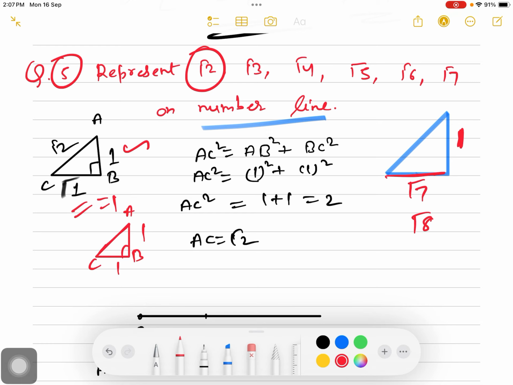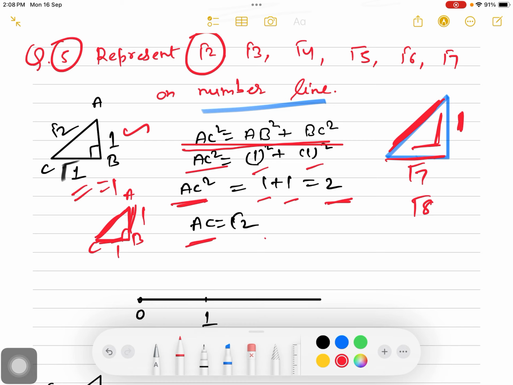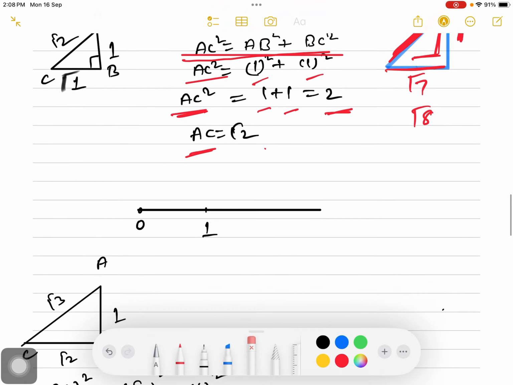Now apply the Pythagoras property here. According to the Pythagoras property, AC square will be equal to AB square plus BC square. So AC square equals AB square plus BC square. AB value is 1, BC value is also 1. So 1 square plus 1 square. 1 square is 1, and plus 1 square again 1. 1 plus 1 is 2. So AC square value is 2, so AC will be root of 2. So this AC we got is root 2. Correct? So like that we can find the distance AC, which is our root 2.